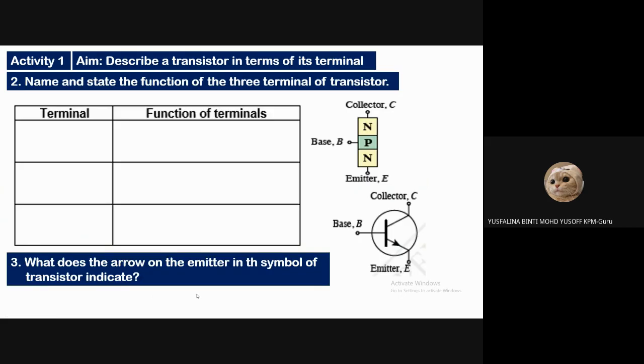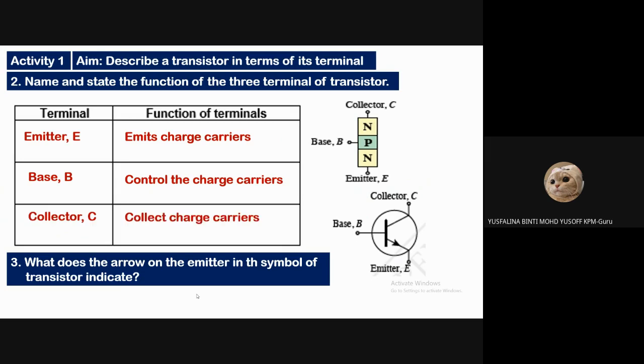Alright, so now we have to name and state the function of the three terminals of a transistor. So of course there will be a function and also the terminal. For the emitter, the function is to emit the charge carrier. It just emits, meaning it just gives the charge carrier.